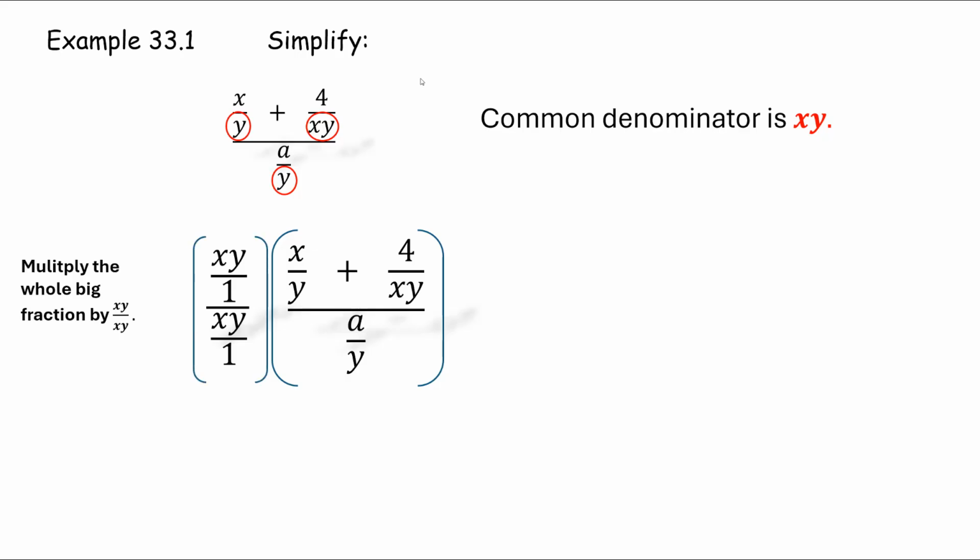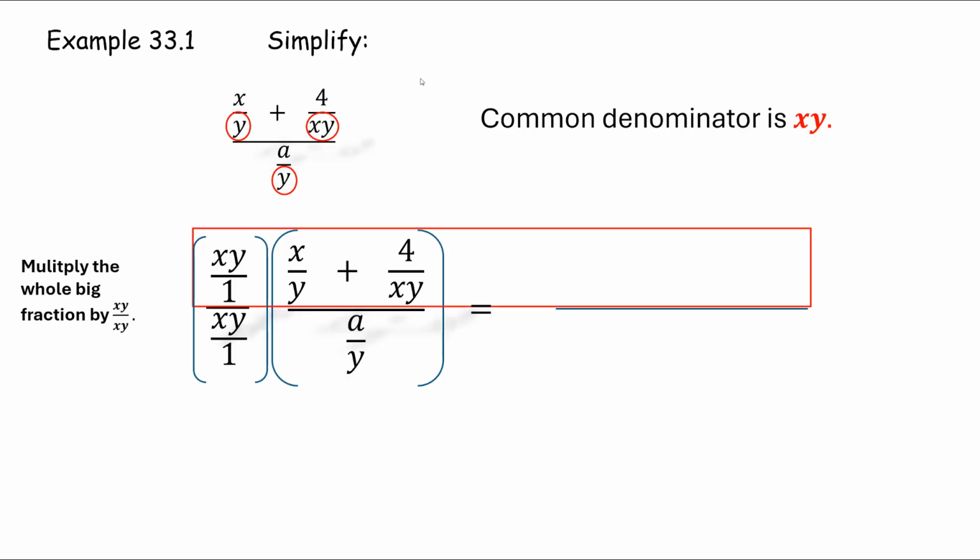Now I'm writing it as xy over 1 over xy over 1, just so that you don't get confused about where the xy actually is. So we're going to look at just the top part first. Don't worry about the bottom part right now. We're going to multiply the top part by xy, which is xy over 1.